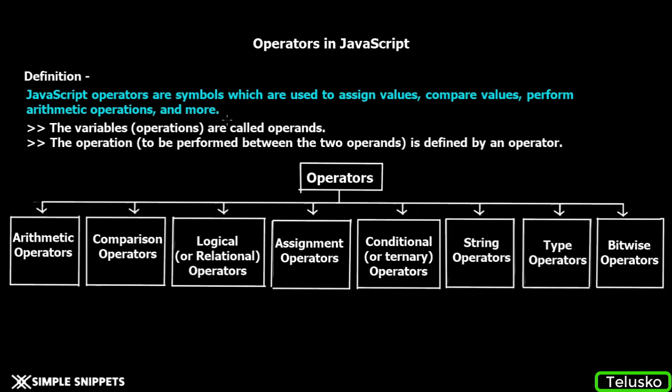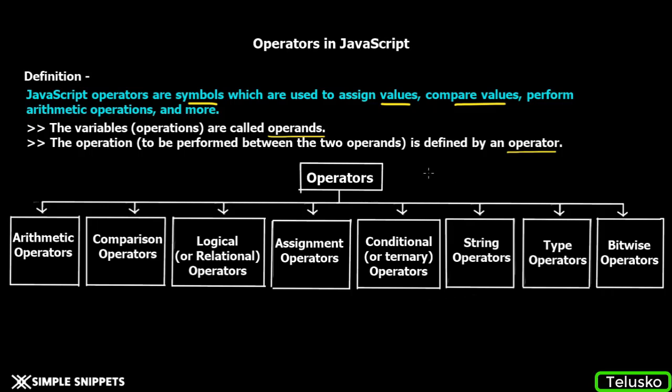Since this is a very beginner level tutorial, we're going to be taking a little bit of theory and then we'll jump to the practical part, that is, we'll also see a program wherein we'll be using these operators. So starting off, JavaScript operators are symbols which are used to assign values, compare values, perform arithmetic operations and more. So essentially these are symbols, okay? Symbols means plus, minus, less than equal to, greater than equal to and whatnot. Now the variables are called operands and the operation to be performed is defined by an operator.